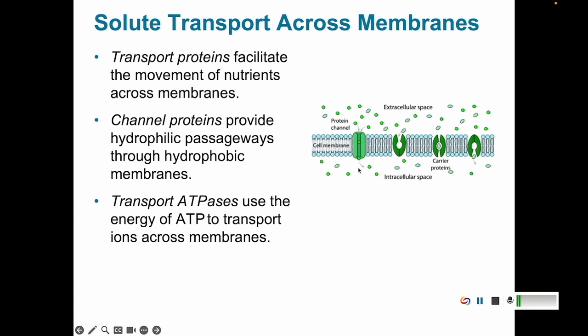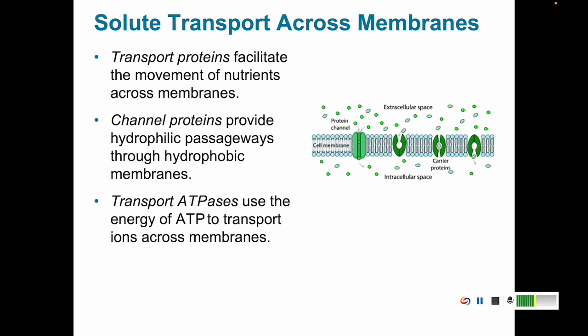So by having this channel protein, there's a hydrophilic space where it's safe for charged particles or polar particles to come through. There are carrier proteins that are going to be more specific for a particular substrate to bind and be let through. It'll come, attach, and that triggers movement of the carrier protein and releases that substrate into the cell.